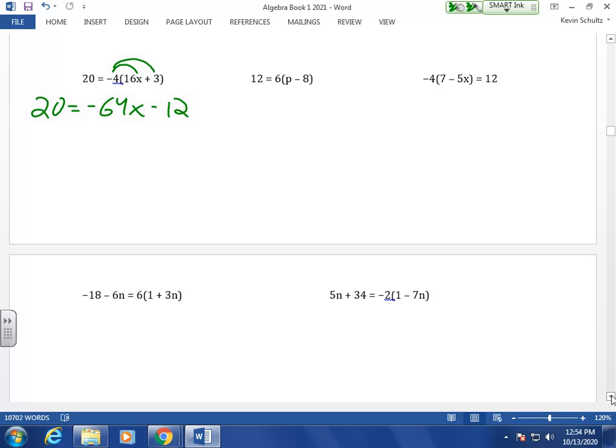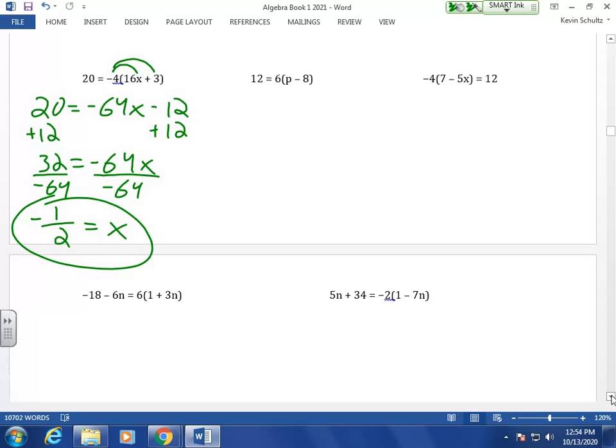Okay. Two-step equation. We're going to start by adding 12 to both sides. 32 equals negative 64x. Divide both sides by negative 64. And negative 1/2 is your answer. Negative 1/2. If you wrote that as negative 0.5, that's okay. But negative 1/2. Next one, we're distributing in the 6. 6 times p and 6 times negative 8.